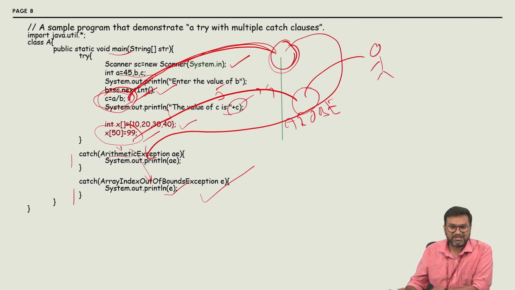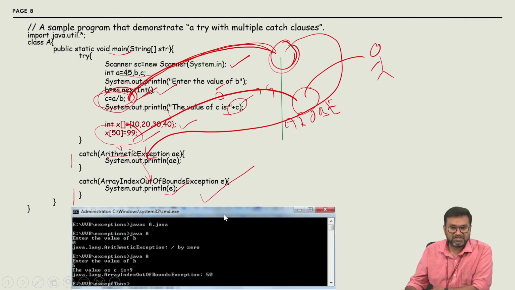Try with multiple catch clauses. So this is how we can expect the outcome. When the value of b is equal to 0, we are getting an arithmetic exception. And when the value of b is equal to 5, that statement is not causing any error, that's why we are getting the value 9. And which statement is causing the array index out of bounds exception? Here, x of 50 is equal to 99. That statement is causing it. And if you observe, after the colon we have 50 also. That is the description of that exception, because we are trying to access the 50th index, which is not there actually. So we are getting that exception.